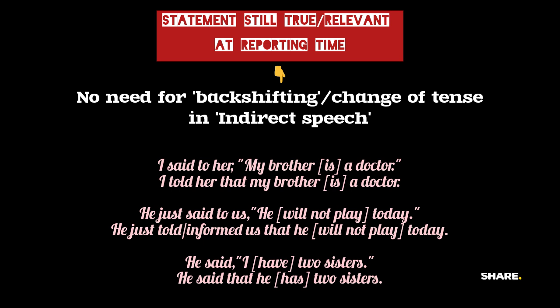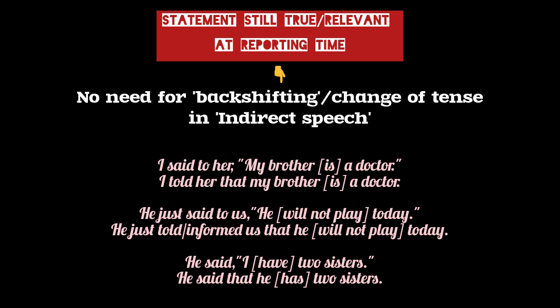Now we understand that the fact that the speaker's brother is a doctor will remain true even at the time of reporting it. So here there is no need to change the tense of the reported verb in the indirect narration. I told her that my brother is a doctor. So the whole thing is that if the statement still holds true at the time of reporting it in the indirect narration, there is no need for backshifting. But remember, in formal English, sometimes backshifting of tenses is done in such cases.